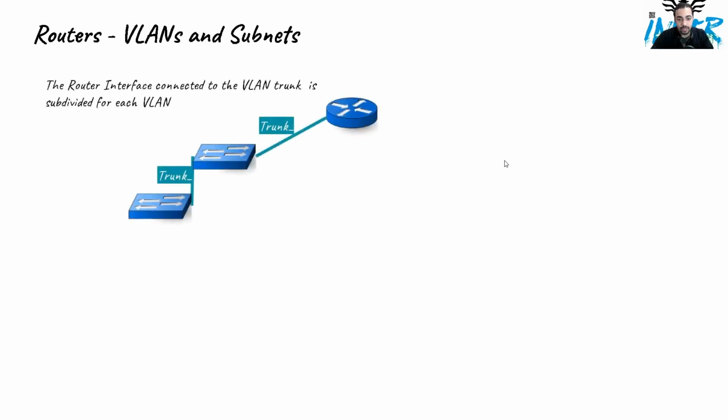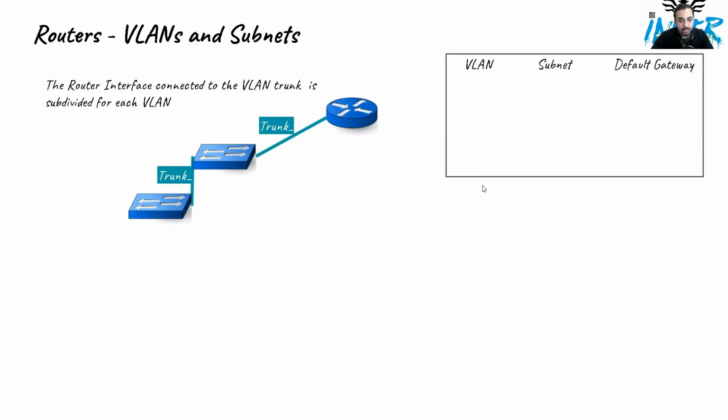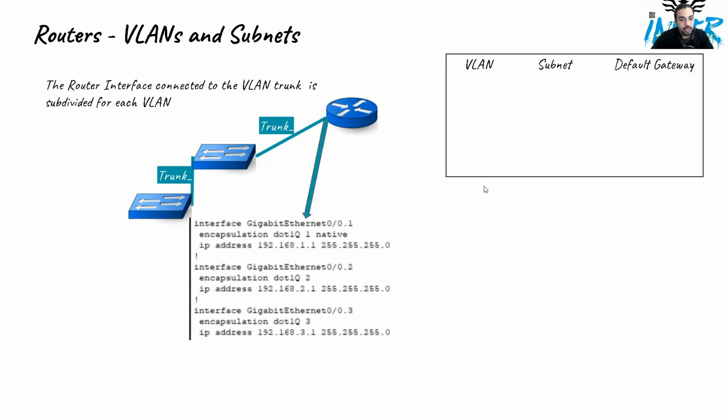So the router interface connected to the VLAN trunk is actually divided into sub-interfaces for each VLAN. We're going to see how each VLAN is split up with subnets and their own default gateways as we look at the configurations. So here's a look at how the GigabitEthernet 0/0 interface right here is connected to the switch, right? So this switch is connected to this interface here on the router, and this router interface is split up.